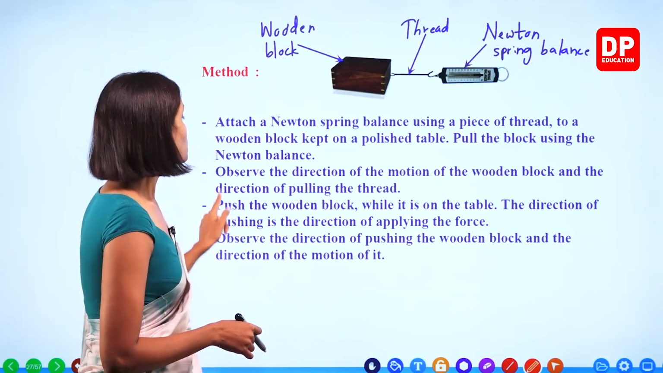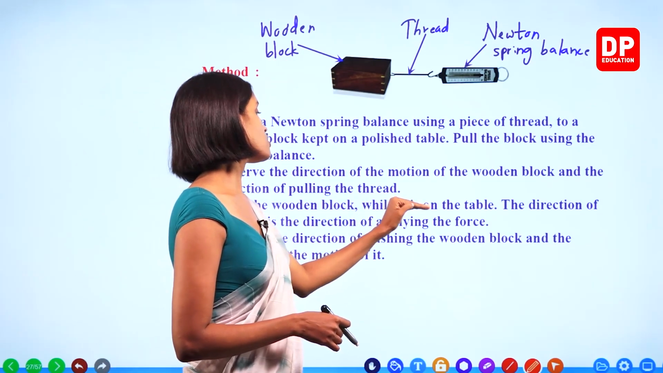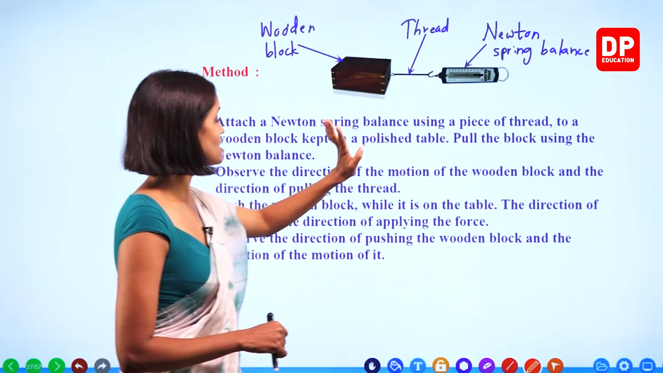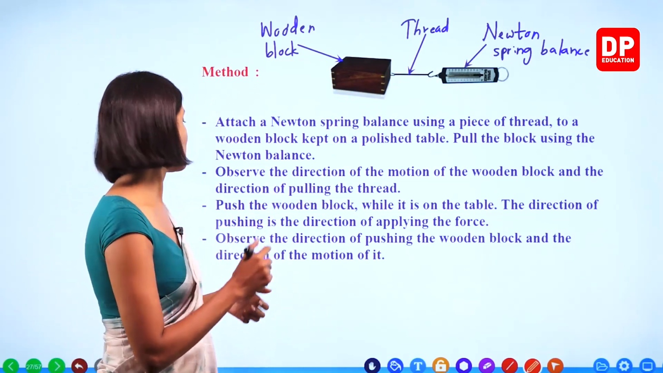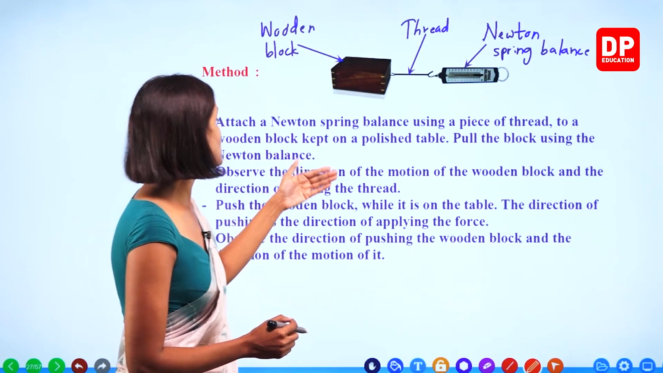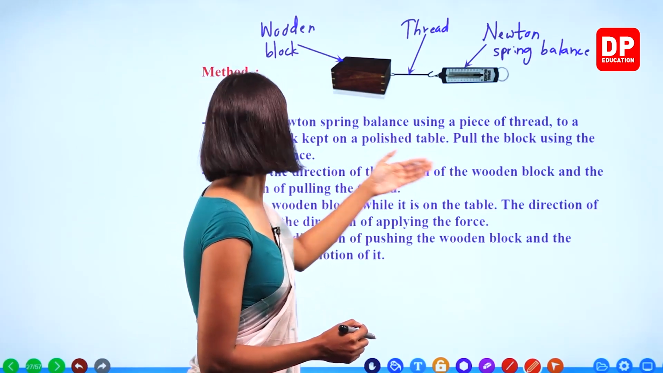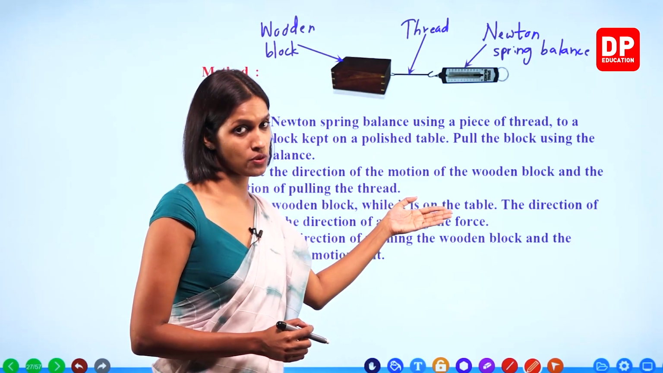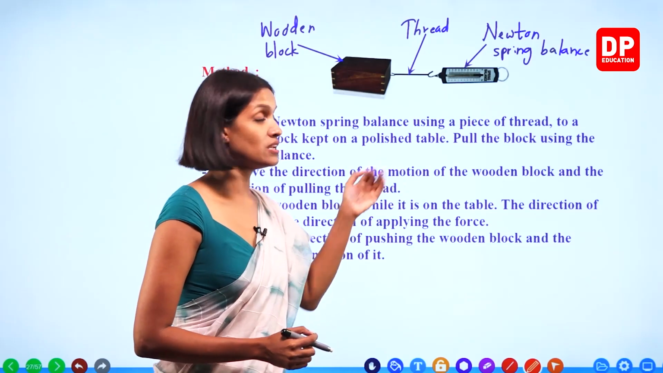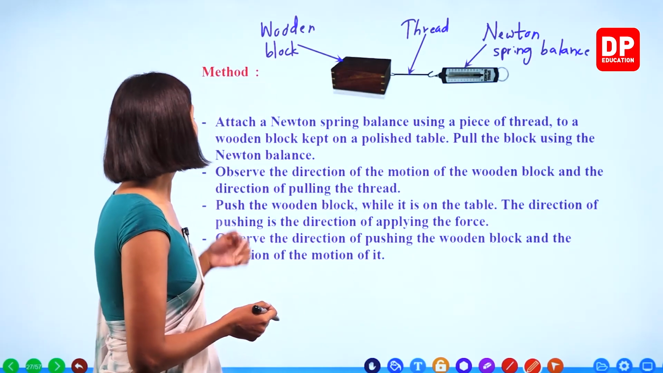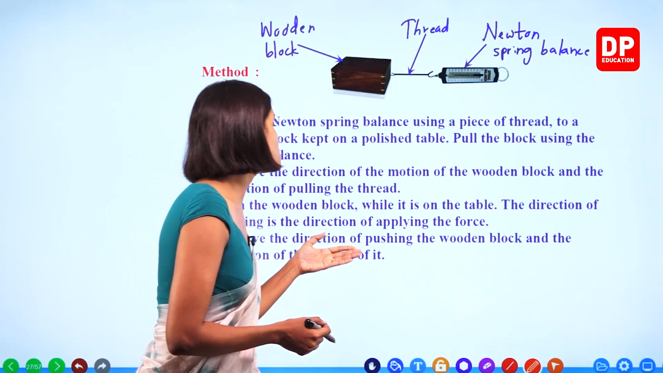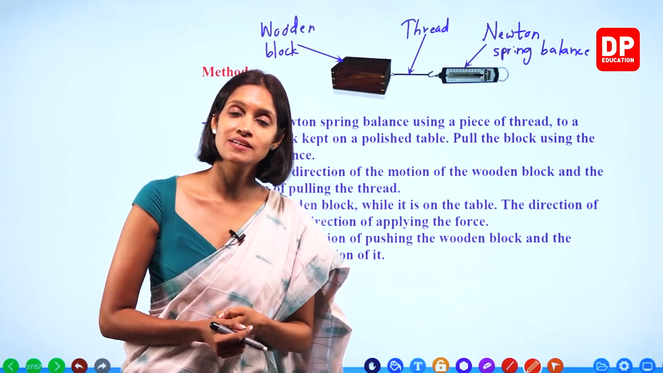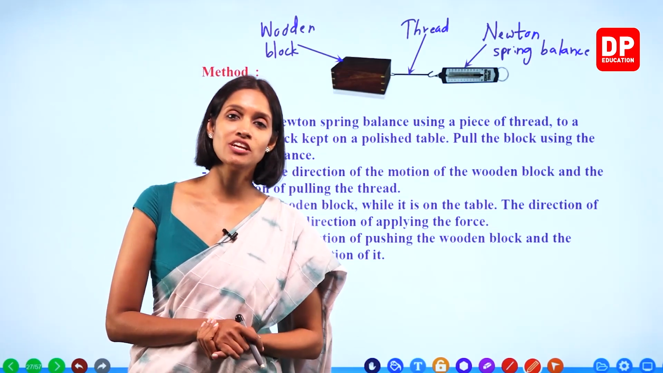Okay? Push the wooden block while it is on the table. You have to push it. Now you have to remove this spring balance, and then you have to push it from one side. The direction of pushing is the direction of applying the force. Check whether both the directions are the same, right? Observe the direction of pushing the wooden block and the direction of the motion of it. Right, children? We'll do this activity now.